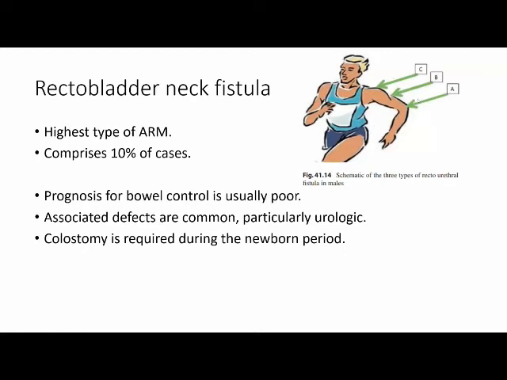So this is a simple structure showing all the fistulas in male. If you see the deltoid, the triceps and the elbow, the deltoid will be representing the area of the bladder neck fistula, the triceps will be showing the area of the rectourethral or rectoprostatic fistula, and the elbow will be showing the area of the rectobulbar fistula.